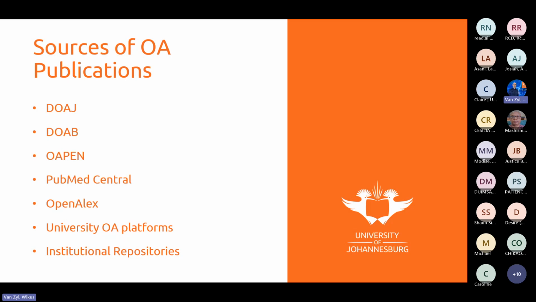So those two are the main sources for open access publications, but you can also consult OAPEN, PubMed Central, OpenAlex, your individual university's open access platform, and your university's institutional repository would contain all of the open access publications published by researchers at that institution. Just to add about universities' open access platforms, many universities have open access journal platforms where they host journals that are open access and accessible then to people free of charge.